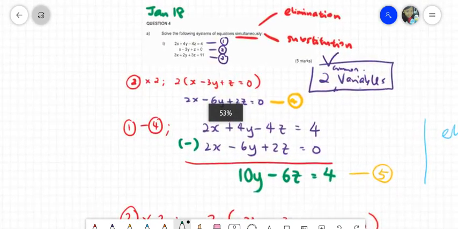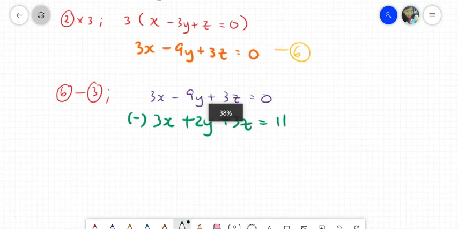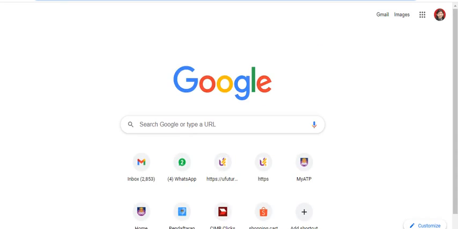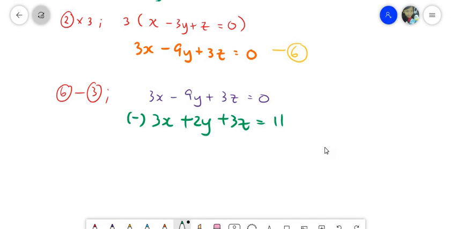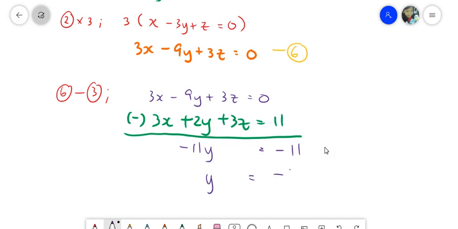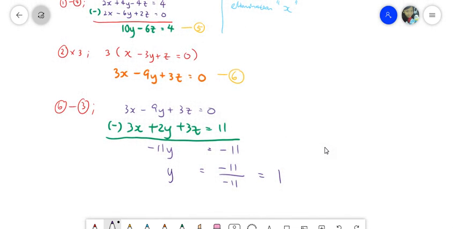Okay, so underline it. Then 3x minus 3x is 0. So negative 9y minus 2y, you have negative 11y. So 3z minus 3z, you have 0. So again, you have negative 11 here. So y will be negative 11 over negative 11, so you have 1. Okay, so this will be the first variable that you have.